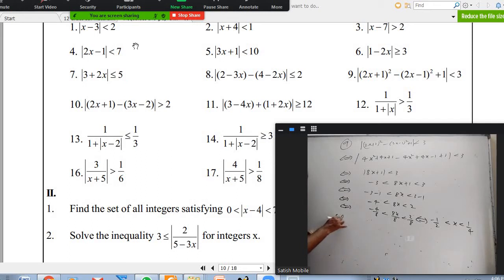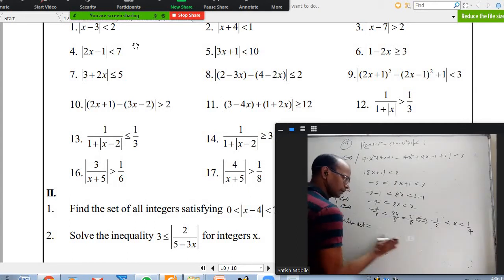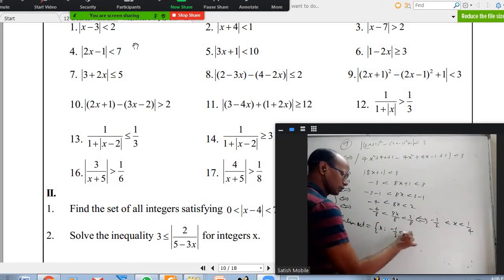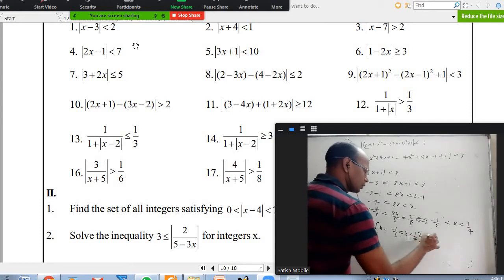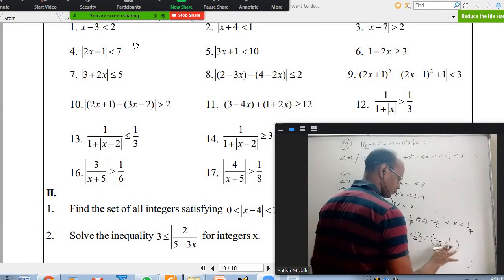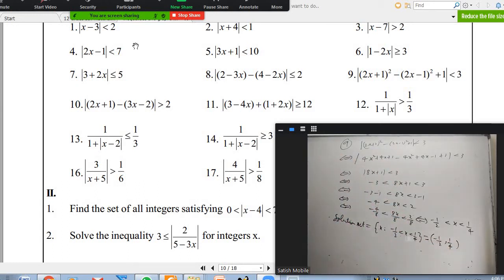Okay, so solutions. All these are quite similar questions. X such that minus 1 by 2 less than x less than 1 by 4. Or you can write open interval minus 1 by 2 to 1 by 4. So number line, open everything.